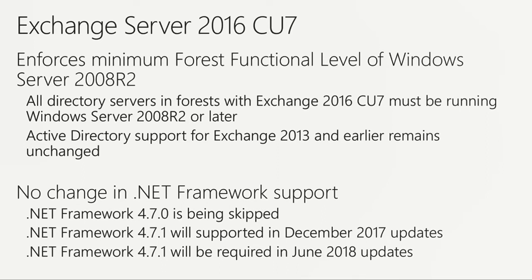This CU, we also decided to skip .NET 4.7. That is not a statement or reflection of any instability or any problems with it. We just skipped it to realign with where we're shipping and to give customers the ability to catch up and sync with our ship cycle. So no .NET changes coming in this update, but there will be some coming in future updates. We will support 4.7.1, for example, in the December 2017 updates, so the next CU for Exchange. And then we'll require that starting next June. We're going to require you to have 4.7.1 or later on your boxes as well. And the .NET framework support that is listed here actually does apply to both 2016 and 2013 as well. So if you are running 2013, that applies to you too.